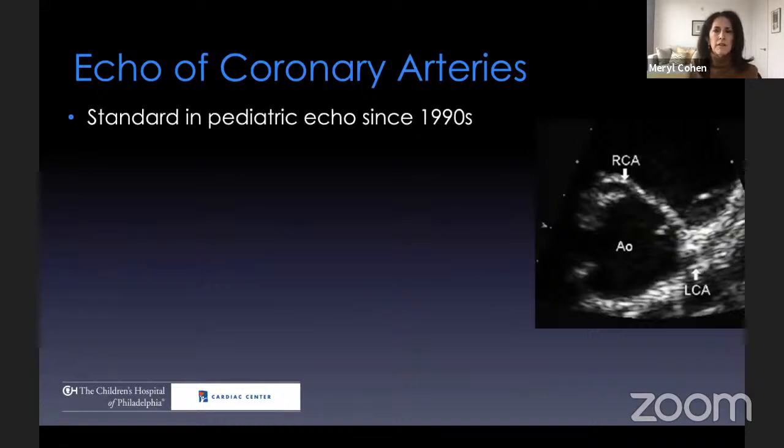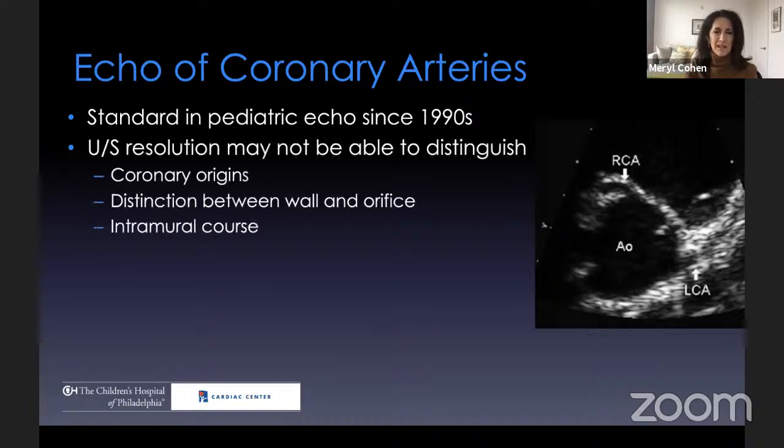So echocardiography of coronary arteries is relatively new compared to us looking at other structures of the heart. When we started doing echocardiograms in the late 70s and early 80s, we really did not pay much attention to the coronary arteries at that time. But of course, with the arterial switch operation and other lesions where coronary arteries are impacted, and of course with diagnosis of ALCAPA and anomalous aortic origin, it became clear that echo needed to be a screening tool to help us identify these problems. So it's been a relatively standard part of routine pediatric echocardiograms since the 90s.